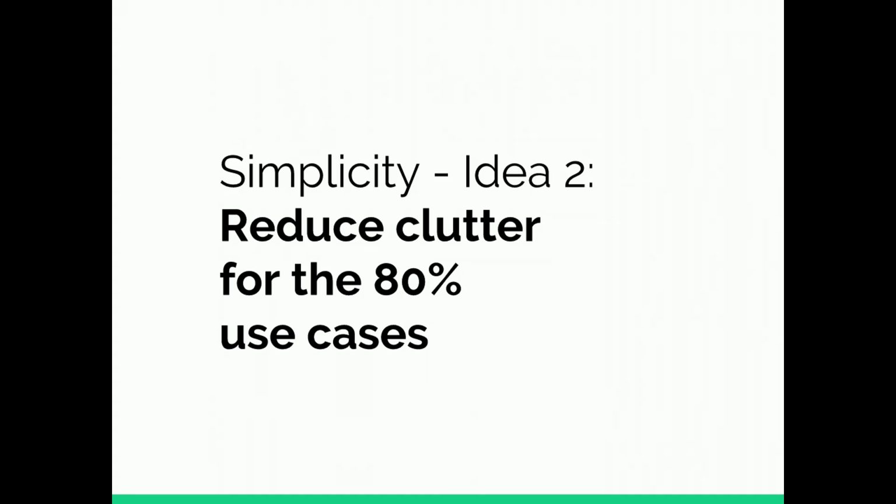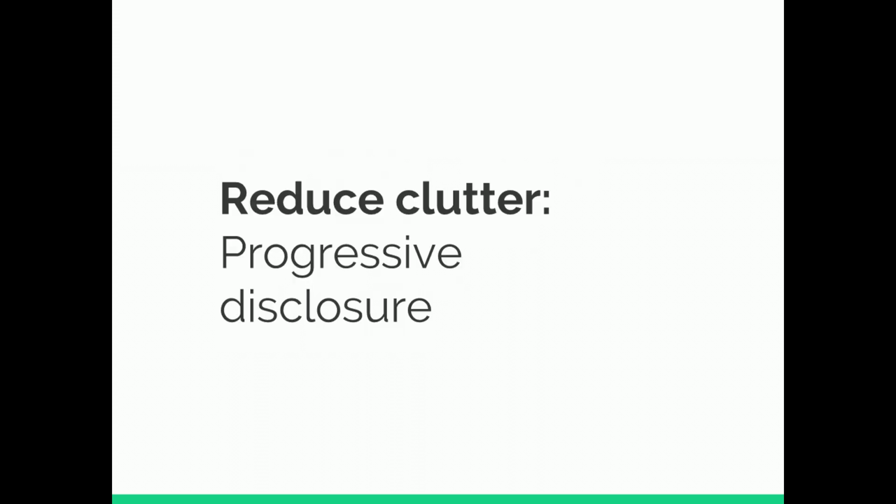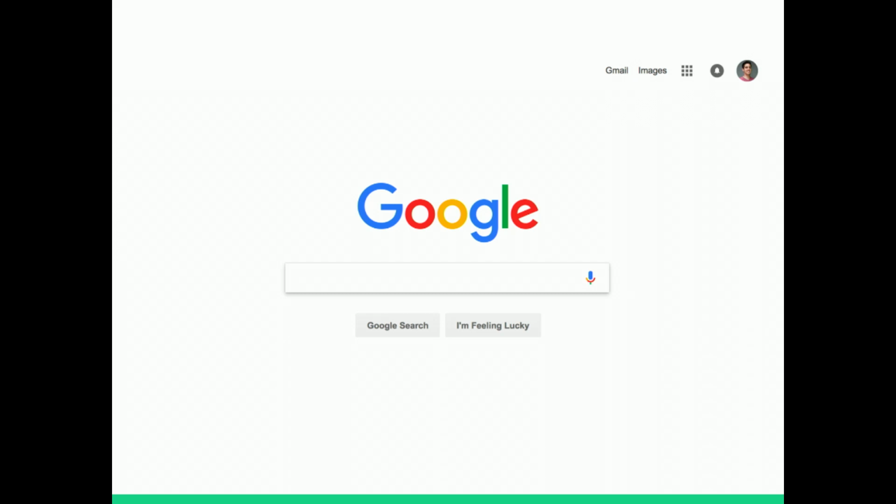Another idea for simplicity is to reduce clutter for the other 20% use cases. And a good heuristic for reducing clutter in user interface design is progressive disclosure. What's that? If you look at Google, you see progressive disclosure in practice. Even though Google is a huge company with many services, the main focus of the Google homepage is search. If people go to google.com, they probably want to search. So it's very clear that search is there, and it's the first thing you want to do. It's the thing that 80% of the users want to do.